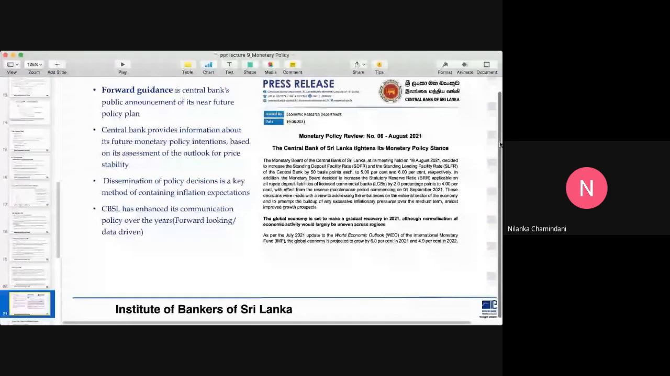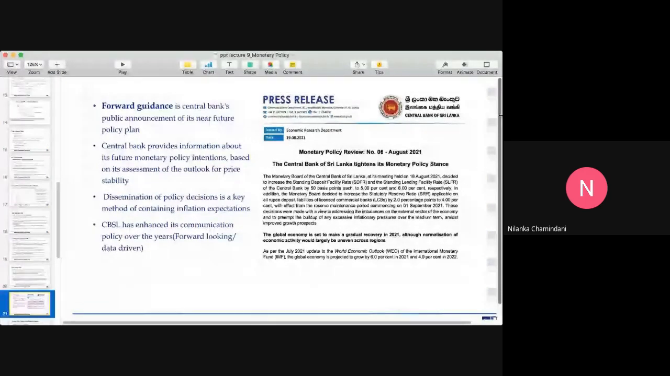The next thing is that after the central bank decides what the policy stance is, the very next thing is to publish the decision. Okay, so it is actually defined as forward guidance, because once the central bank changes the monetary policy stance, it actually signals the economic agents. So it is giving a kind of forward guidance when the central bank announces the monetary policy stance. So it is actually a kind of near future policy plan of the country.